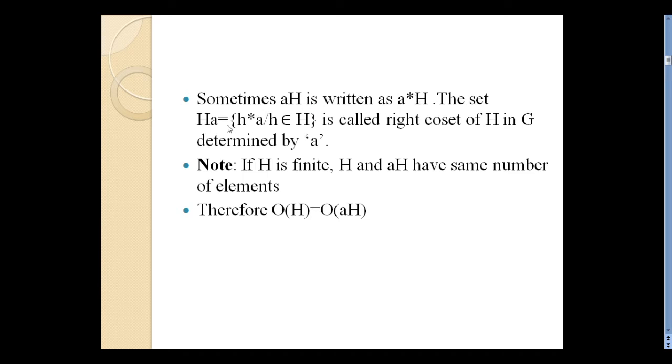The set Ha, equal to h into a where h belongs to capital H, is called the right coset of H in G, which is determined by a. Note, if H is finite, H and aH have the same number of elements, then we say the order of H is equal to the order of aH.